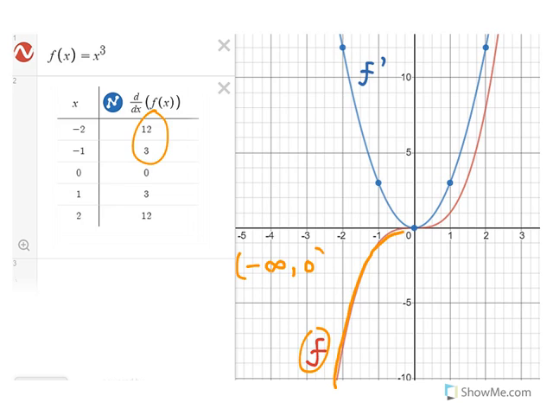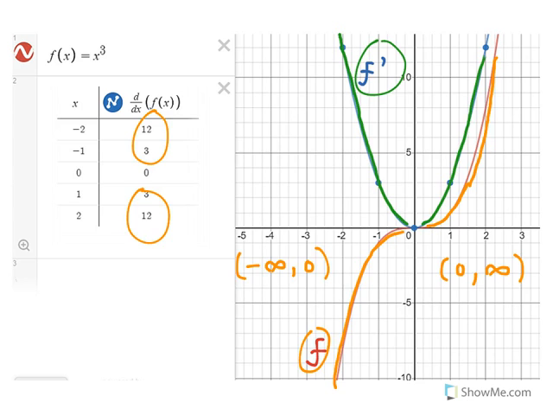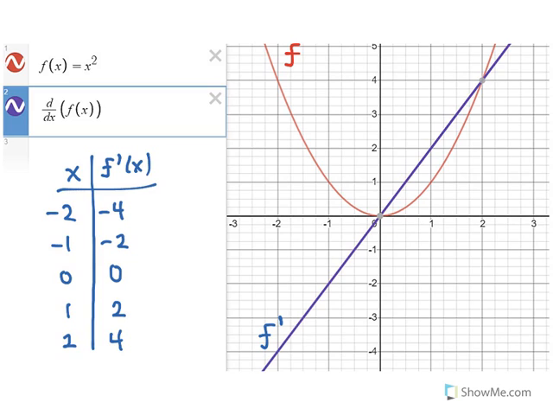And we see on the interval from negative infinity to 0 that the function f is increasing. And we see that on the interval from x is equal to 0 to infinity that the function f is increasing. So on those two intervals, the function f is increasing and the derivative of the function f is positive. So the graph of the derivative function is above the x-axis. At x is equal to 0, the graph of the function f has a horizontal tangent line. The slope of the horizontal tangent line is 0, and the graph of the derivative function has an x-intercept.